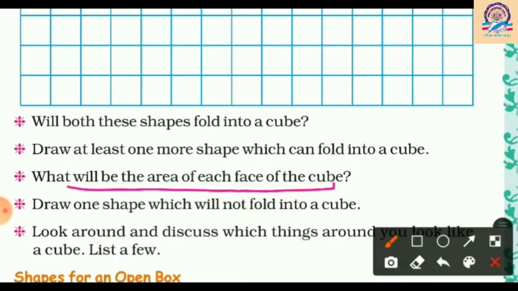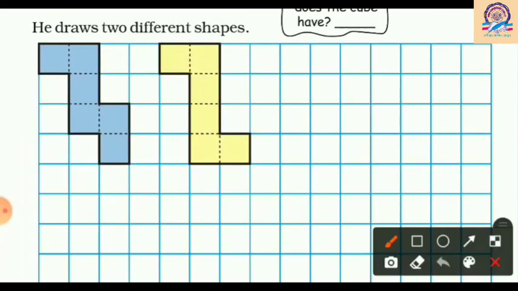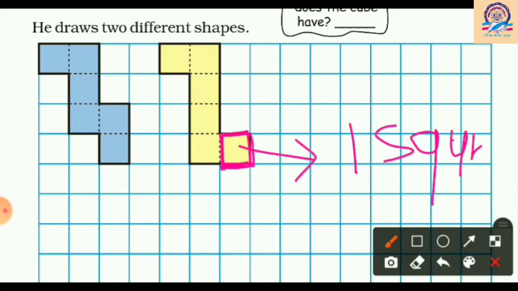Now let's come to the next question. What will be the area of each face of the cube? We have already discussed it. In the cube we have 6 faces and all the faces are equal, so the area of all the faces is equal. We have to take only one face, that means one square unit. Also remember that area is represented in square units. So the area of one face is 1 square unit.